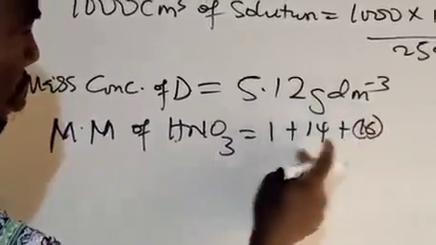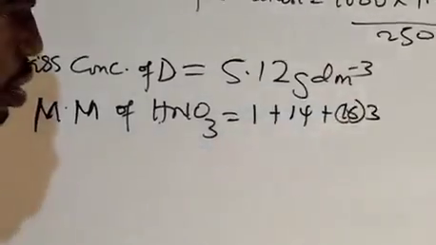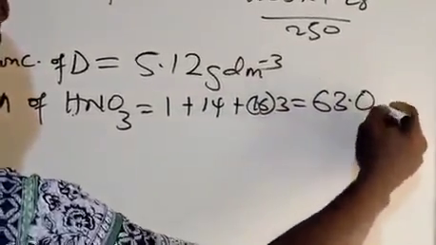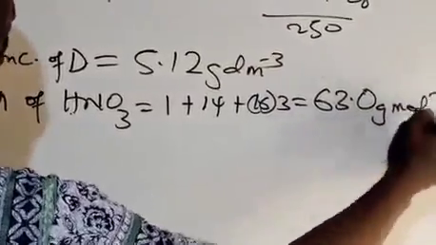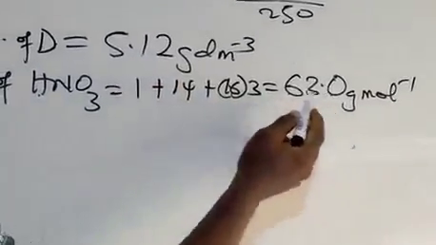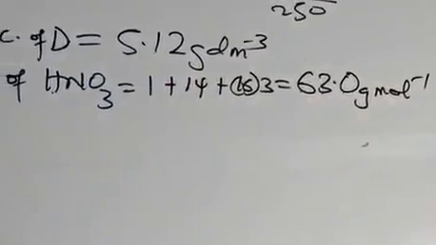All the values are given to you in the bracket. Multiply by 3. When you solve, you're going to have 63.0 gram per mole. Keep your calculations to 3SF. Look at it. 1, 2, 3. 3 significant figures, not decimal places.